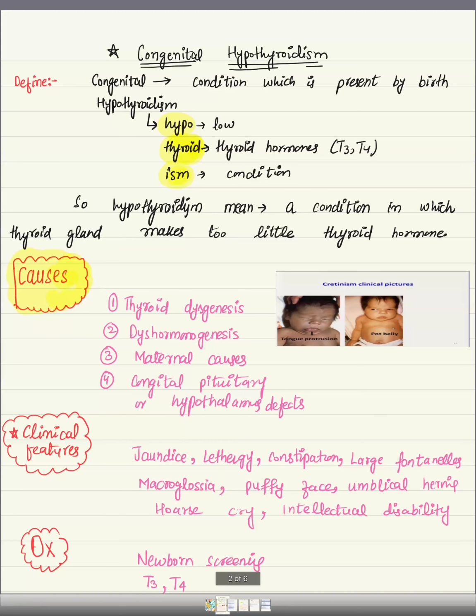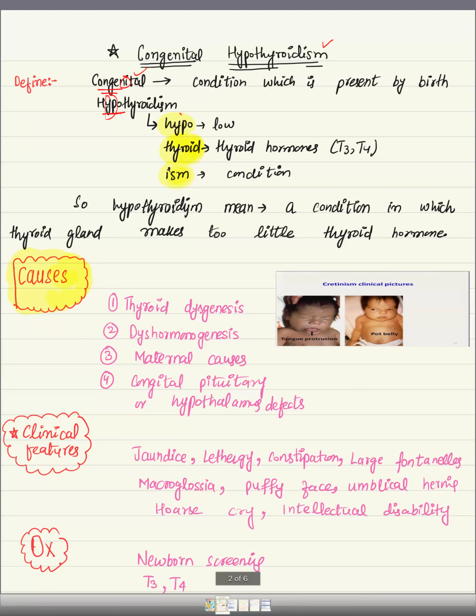Okay, so today our first topic is congenital hypothyroidism, and first of all, we have to clear the definition of what congenital hypothyroidism is. Basically, congenital is a term used for a condition which is present at birth. The condition which is present by birth, we usually call congenital. And hypothyroidism, basically, hypo is a term used when the hormone level is low in your body.